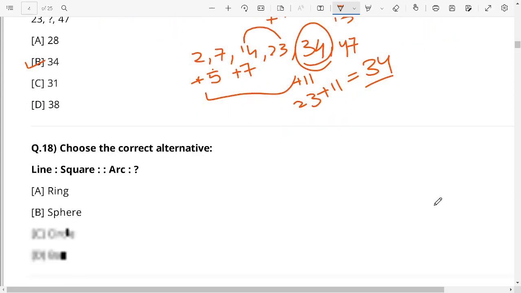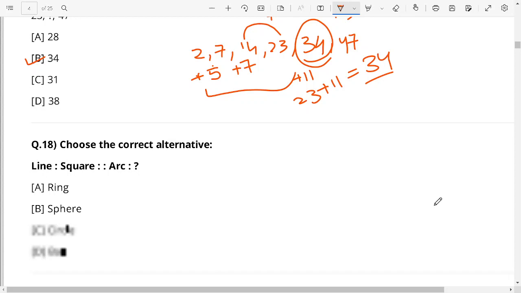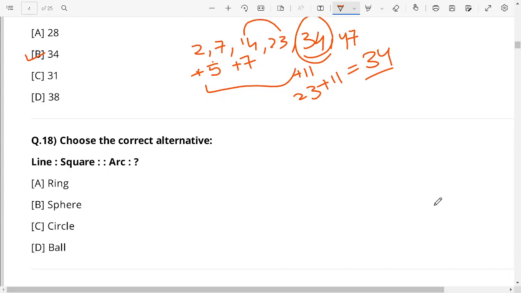Next question. Choose the correct alternative. See, we have line here and square here. Line is to square what arc is to ring, sphere, circle, or ball. Here the right answer will be circle.